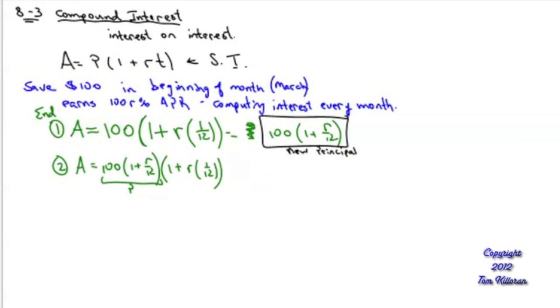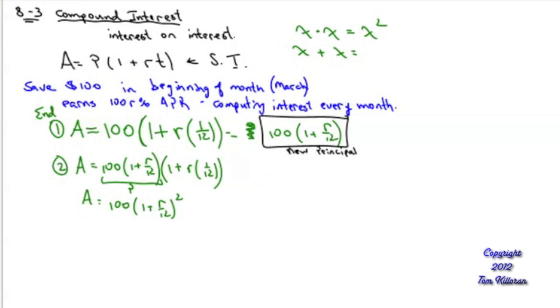Good Lord. What's X times X? X squared. What's X plus X? 2X. So this becomes A equals 100 times 1 plus R over 12 squared, because X times X is equal to X squared. X plus X is equal to 2X.